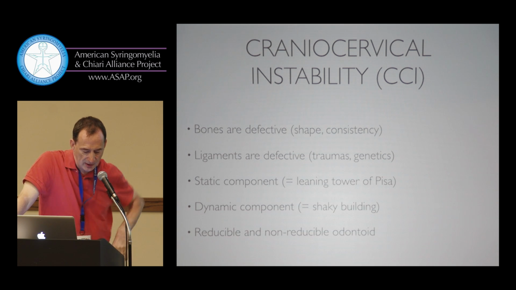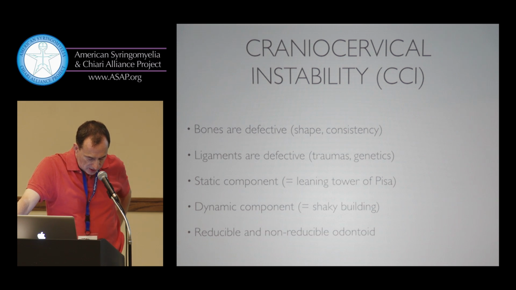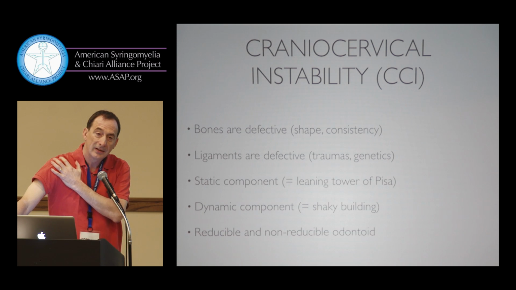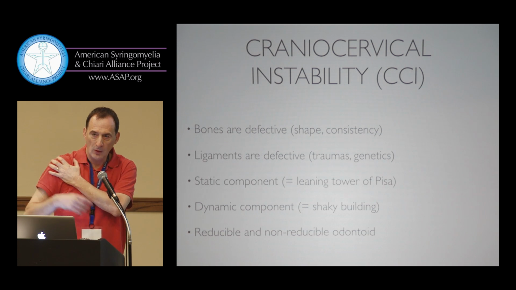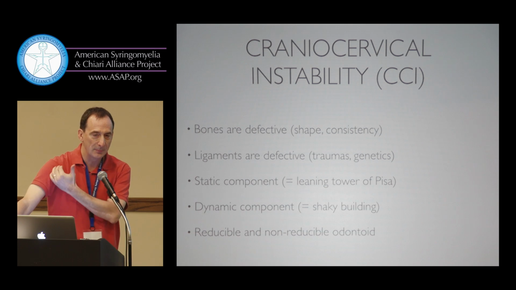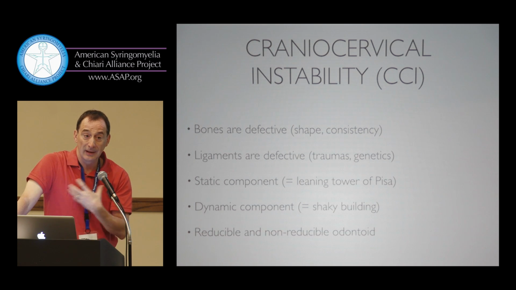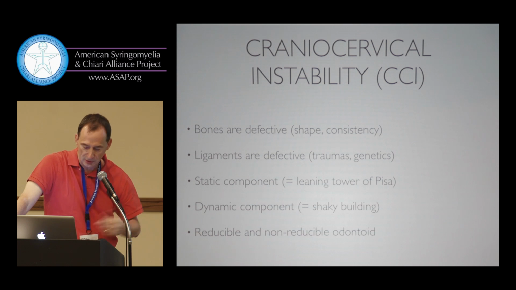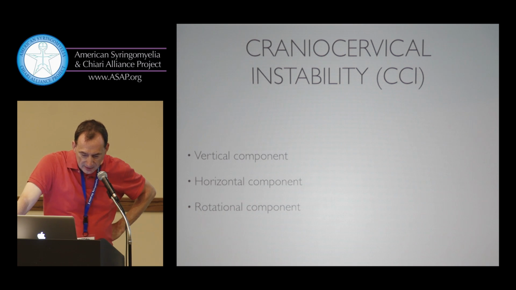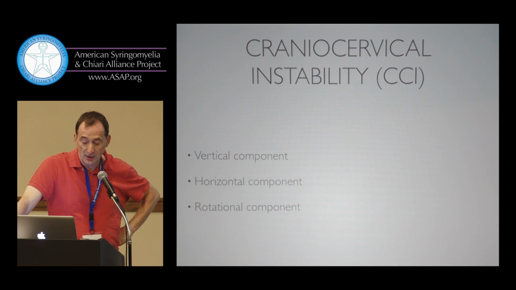The odontoid can be reducible and non-reducible. These are terminology created by Dr. Menezes a long time ago. So once again, like in the example of my shoulder, the odontoid can be in a normal position but wobbly, and then sometimes can come out. And then the doctor at that point can be able to put it back, reducible, or the odontoid is stuck in that position, bad position, and at that point you have to do something more. It's a non-reducible odontoid. The craniocervical instability has three directions. One is a vertical component, one is the horizontal component, one is the rotational component.